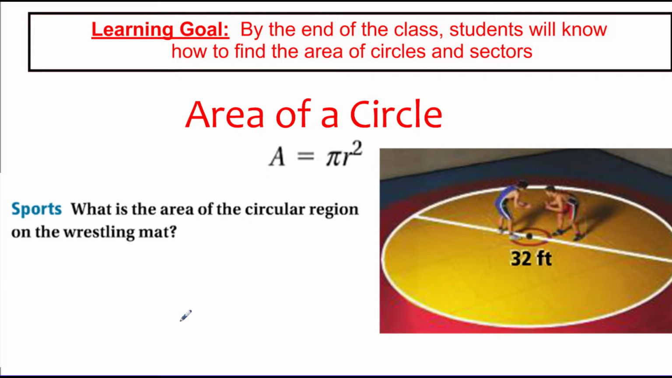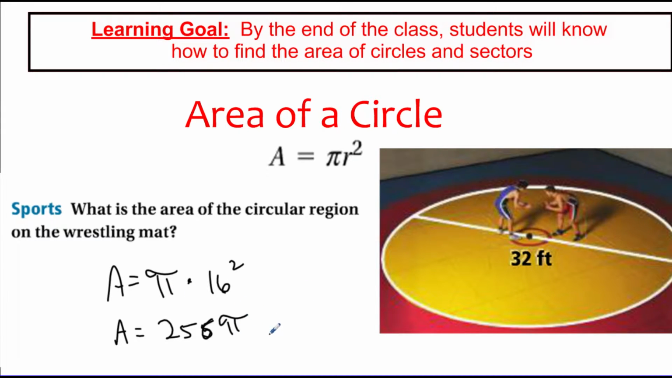So in this case the area is pi times the radius, because I need r, which would be 16 squared. 16 squared is 256, and I'm going to leave this in terms of pi. So this is just 256 pi. Now that I'm talking about area, we're going to call this square feet, so feet squared. I would claim that the area of this wrestling mat is 256 square feet. Again, nothing too crazy, nothing brand new. We know how to do those.